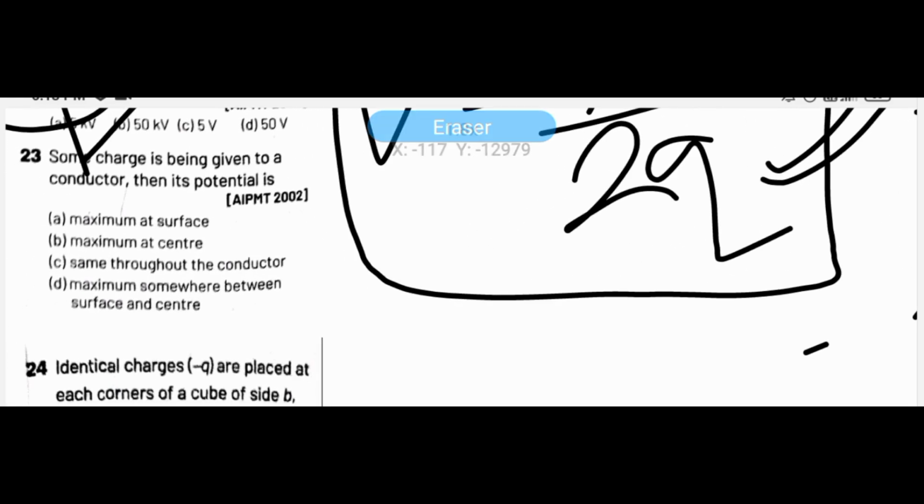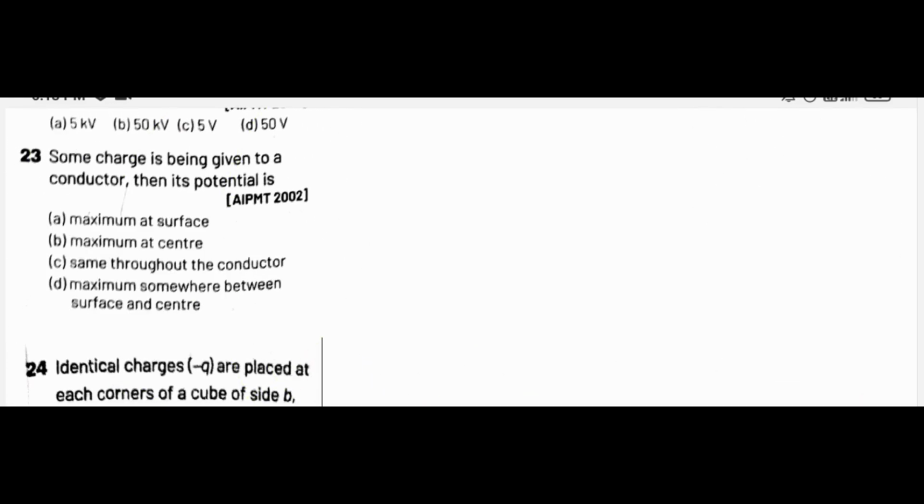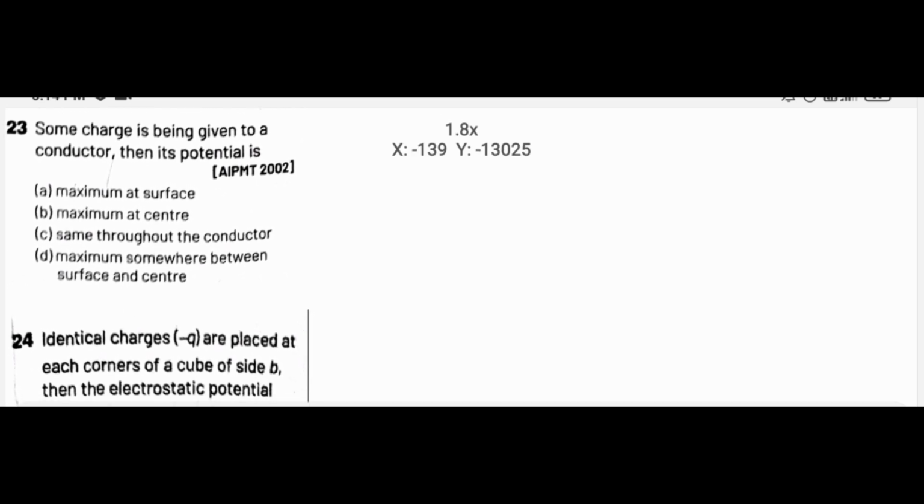This is how mechanics and electrostatics will be asked together. Remember that formula, that is potential is equal to mv square by 2q. Next, moving on to the next question, that is the 23rd. Some charge is given to a conductor, then its potential is.